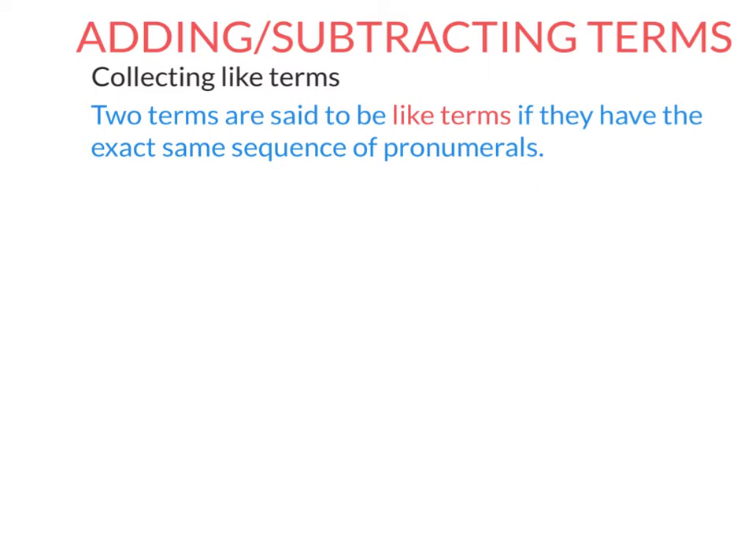So remember, a term is just a sequence of numbers and letters. If the letters are the same with two terms, then they're like terms. So let's look at some examples of terms that are like terms. So for example, 4x and 5x, they are like terms. 4x is a term, 5x is a term, and they are like terms because they both have one x. They have the same pronumerals. Remember, pronumeral just means the letter. So it doesn't matter that the coefficients or the numbers are different. That's not what we're looking at when we're talking like terms.